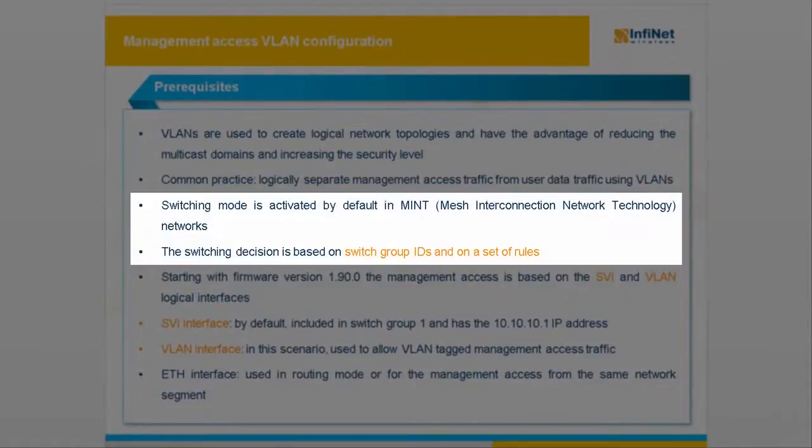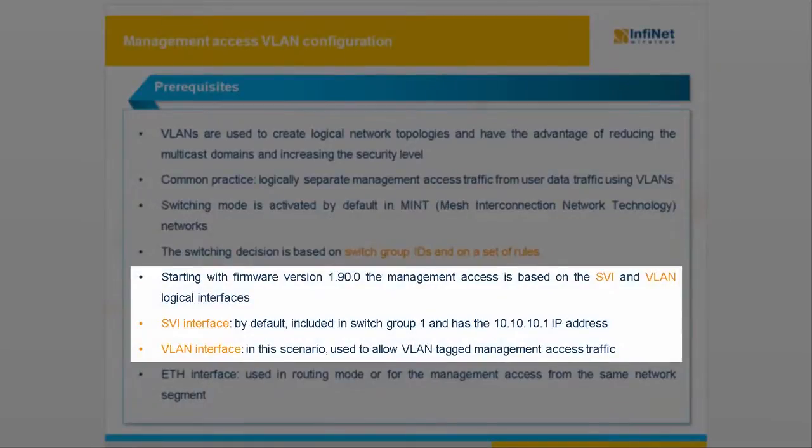In a Mint network, packet transfer can be either switched or routed. In switching mode, which is activated by default, the decision about how and where to switch packets is based on the switch group IDs and on a set of rules for each group. Once a packet is placed in a corresponding switch group, it is then forwarded to the appropriate interface of the switch group.